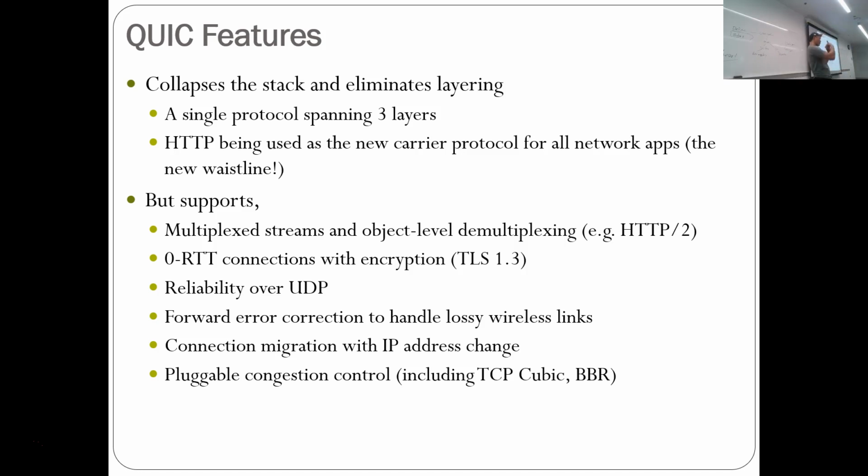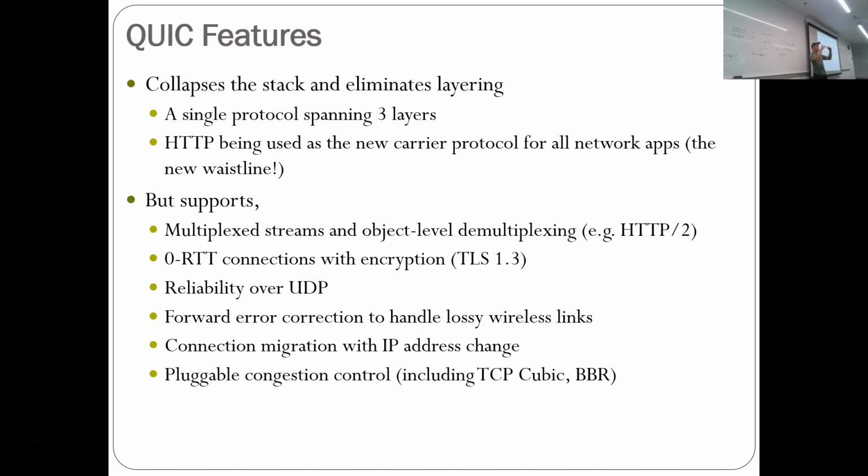So after you've established a full handshake with the server, you establish a connection cookie, basically almost like a session key, so that when you want to get another page from that same server, you don't have to do the full handshake anymore. You can just start sending. So that's what this is. Reliability over UDP, so you don't have the round-trip times associated with the TCP handshake anymore. It does support forward error correction. It does support connection migration with an IP address change.